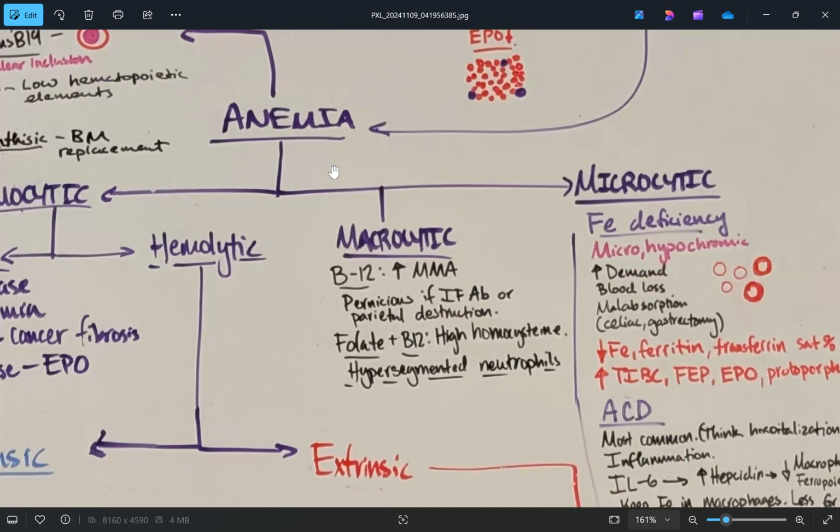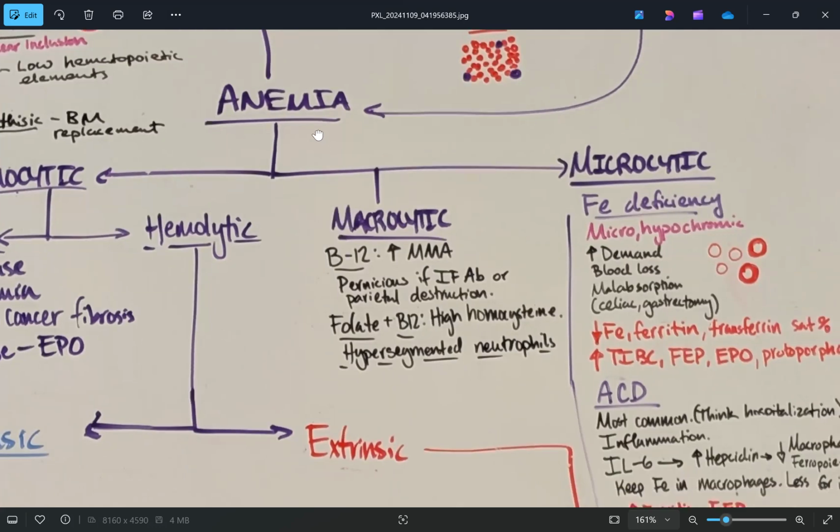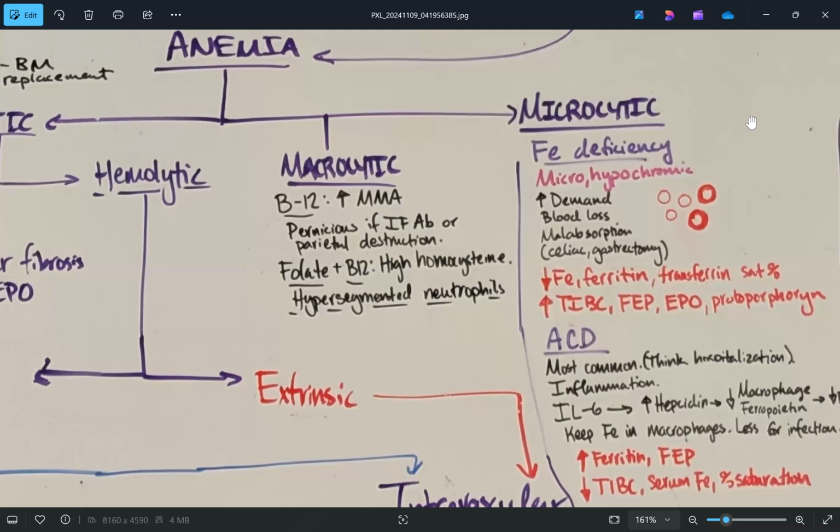So macrocytic, you'll have your B12 and folate deficiencies. For B12 deficiencies, the lab that is very indicative of that is your MMA increase, or methylmalonic acid. You can have a type of B12 deficiency called pernicious anemia, where you have antibodies against your intrinsic factor, which is used to absorb your B12. You can also have antibodies against the intrinsic factor and the B12 complex itself, so that it's not able to bind to tubulin and absorb. Or you have destruction of your parietal cells in your stomach, which will release your intrinsic factor.